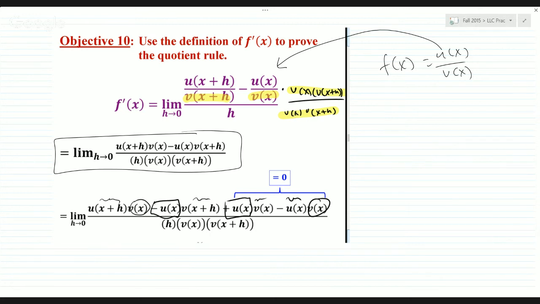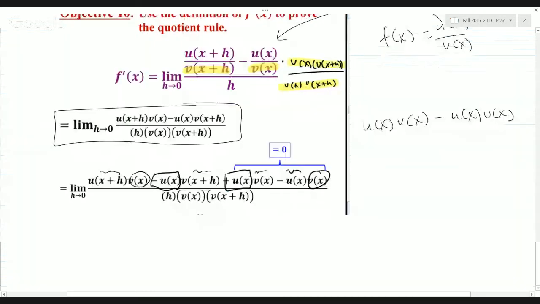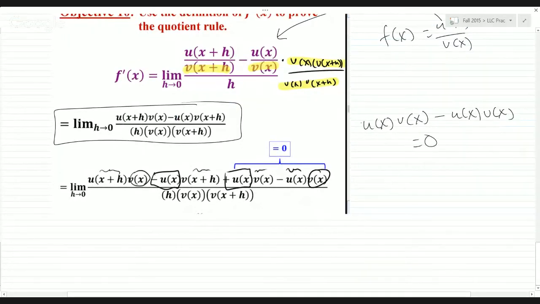The next part is again what they did with the product rule. This time they add u of x times v of x minus u of x times v of x. So this equals 0, and they add that there. All right?